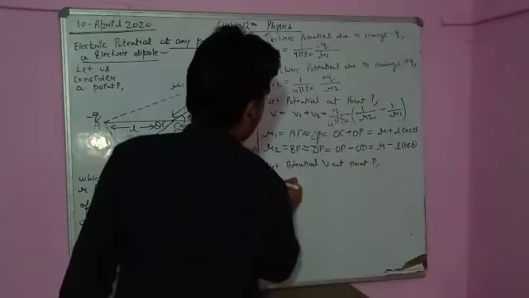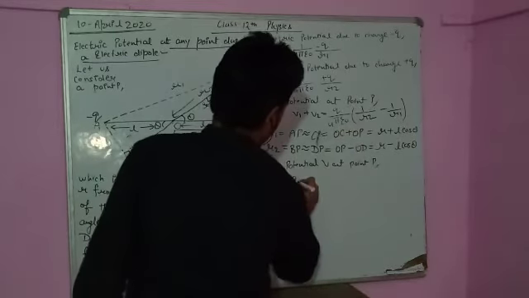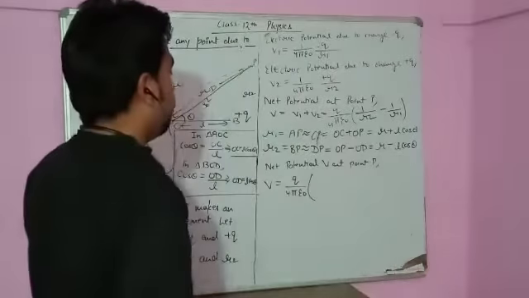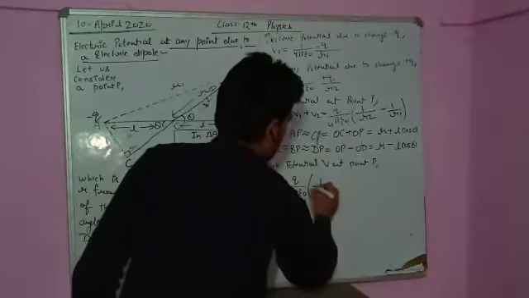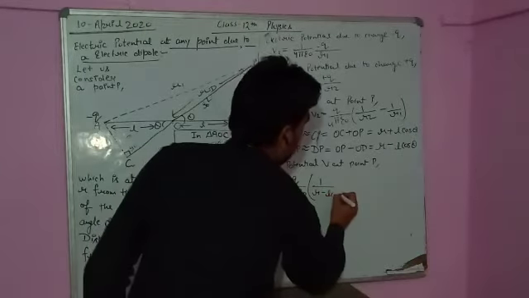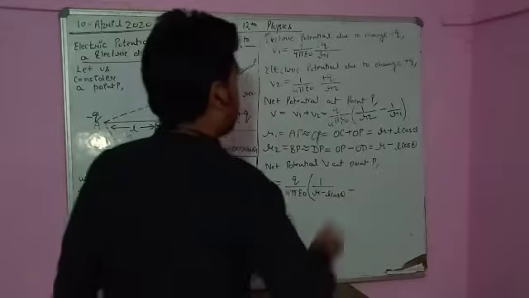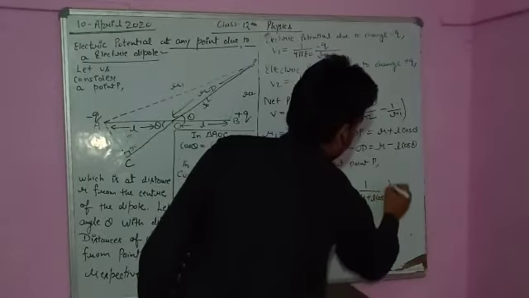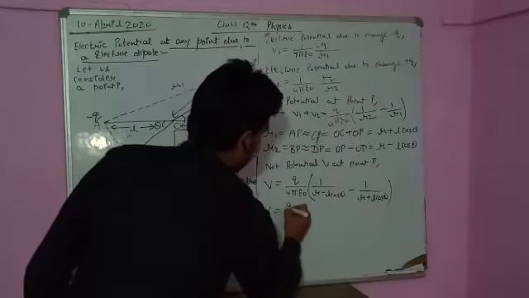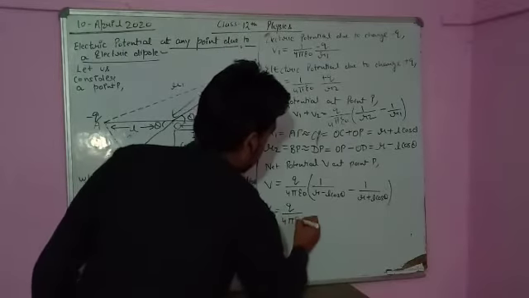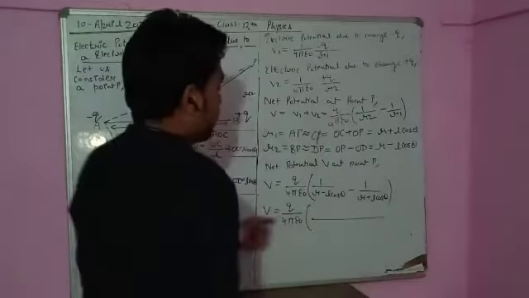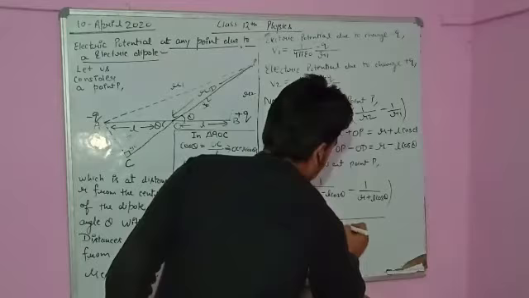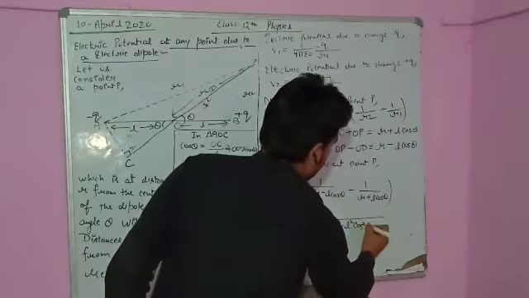V is equal to V1 plus V2. So Q upon 4 pi epsilon naught is already out from the bracket. 1 upon R2, so 1 upon R minus L cos theta, minus 1 upon R1, so 1 upon R plus L cos theta. So V is equal to Q upon 4 pi epsilon naught, R plus L cos theta minus R minus L cos theta, over A plus B, A minus B. A square minus B square. Apply the identity. So R square minus L square cos square theta.